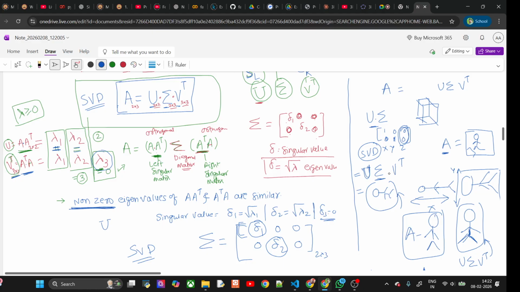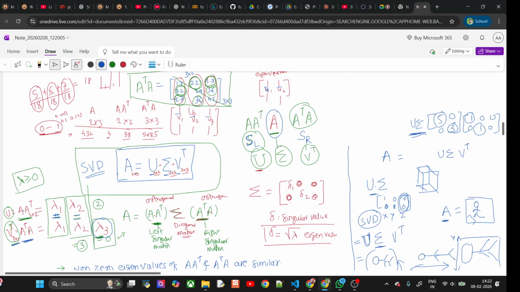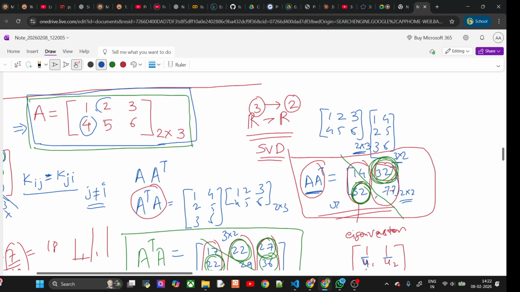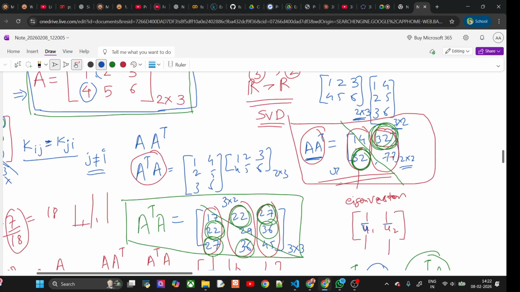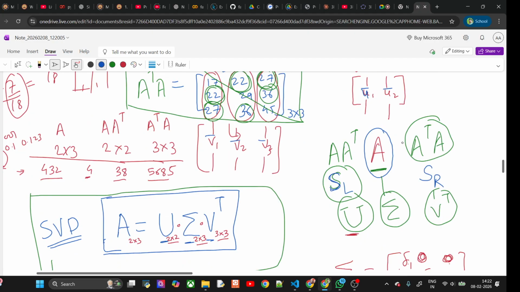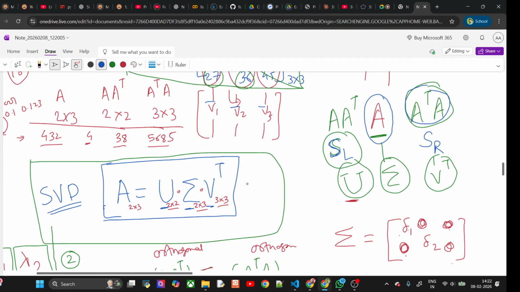So what we understood from the SVD is that you have one matrix called the A matrix. We took an example where A is a 2 cross 3 matrix. You convert that matrix to a symmetric matrix by using A into A transpose or A transpose into A. And if I consider this as a singular value decomposition, how can we represent it?